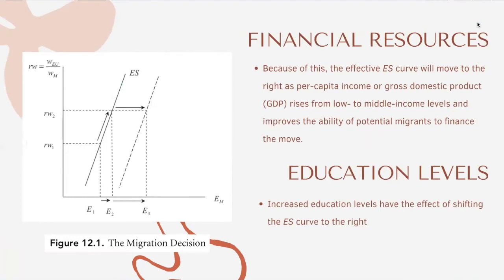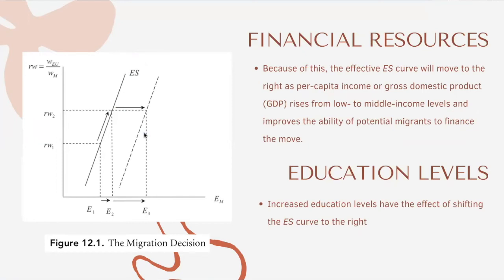So the cost of emigration can be very expensive, and it not only includes direct costs from traveling from one country to another, but also all of the opportunity cost of leaving the home country with their family and friends, and the risks involved in settling in the new country they migrate to. Because of these factors, there is a tendency of the effective ES curve to move to the right as the per capita income or the GDP rises from low to middle income levels and improves the ability of potential migrants to finance the move.